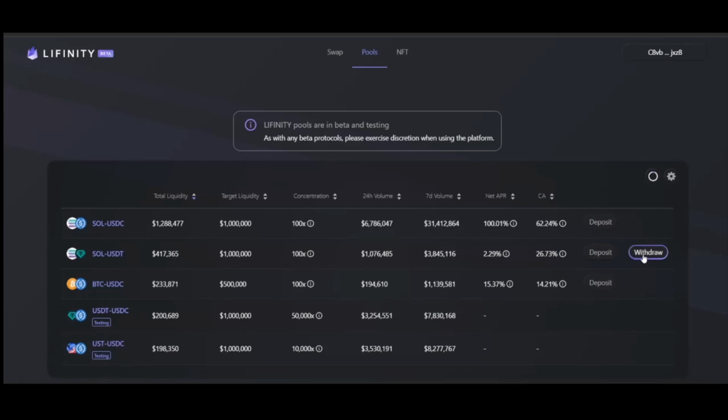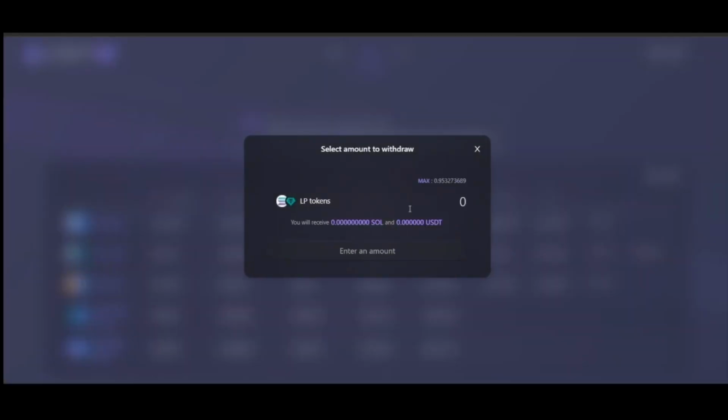And now we see that there's a withdraw button because we have some LP tokens. So let's click on that. This interface shows you your total amount of LP tokens. You can click max if you want to withdraw it all. Now you'll notice that the amount of USDT that I'll receive is slightly less than 100, the amount that I deposited. The reason for this is that in the meantime, trading has already taken place. So the pool balance has slightly changed from when I deposited. That's why there's slightly less USDT, but slightly more Sol.